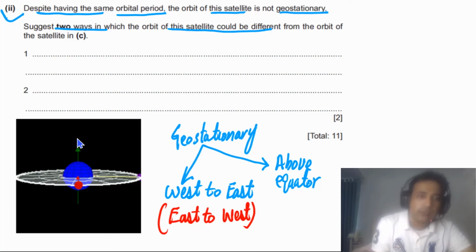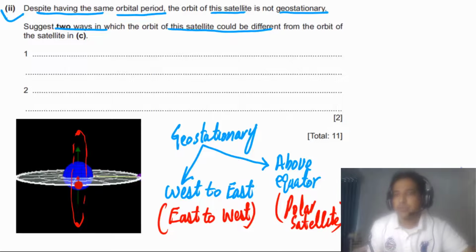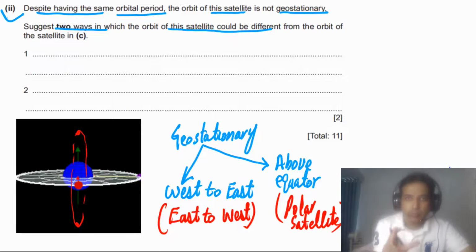And second, it is also possible it is not above the equator, maybe it is above the poles. So this is a kind of polar satellite, so maybe it is orbiting like this. We can say it is in a polar orbit. For this question you need to write down only 2 points. So you can mention one point, and then the second point.